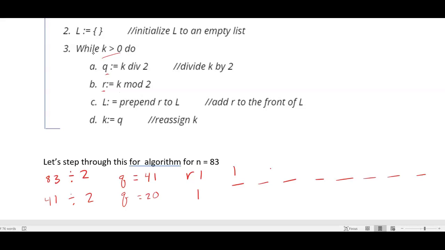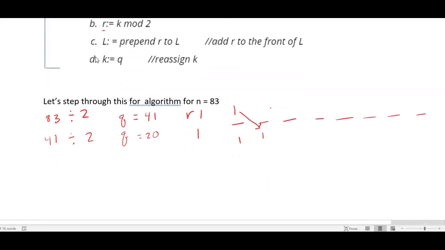And I have another 1. So now I have 2 1s. I actually move this 1 to the right and put a 1 in front. That's what I'm doing with the prepend. This is kind of a pseudocode. They do this in Sage in your book, but this gives you a pretty good idea of how this would work. So now I again reassign K to be the quotient, and I divide that by 2. And I get my new Q is 10, and my remainder is 0.